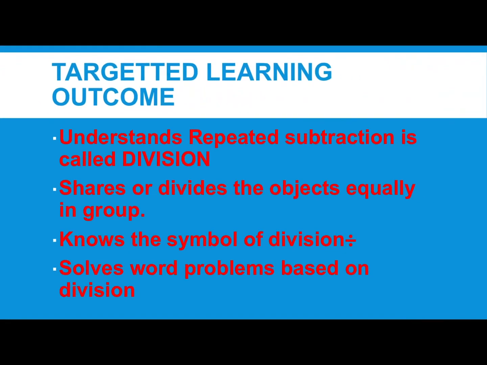Targeted learning outcome of this chapter. The children should understand that repeated subtraction is called division. Shares or divides the objects equally in groups. Knows the symbol of division. This is the symbol of division. They should solve the word problems based on division.